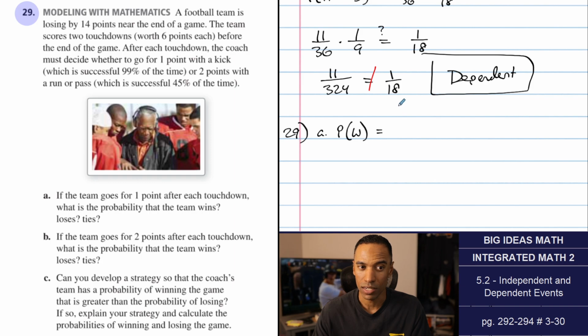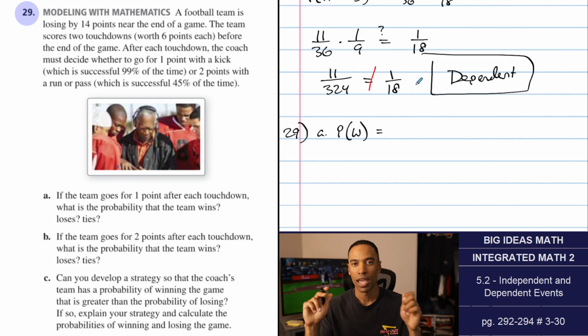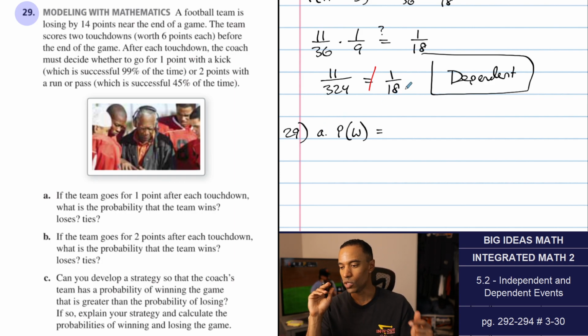They're down by 14. If the team goes for 1 point after each touchdown, the team scores 2 touchdowns before the end of the game. So they only score 2 more touchdowns. They get their 6 points there, and they have a 99% chance of kicking the extra point on those if they go for the 1 point after each touchdown. Here's the thing, though. You can't win.